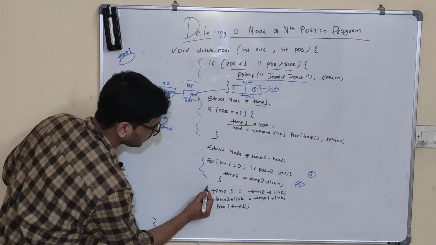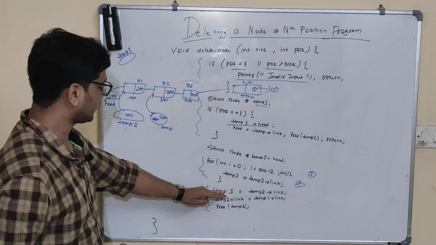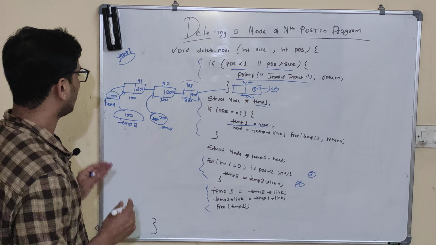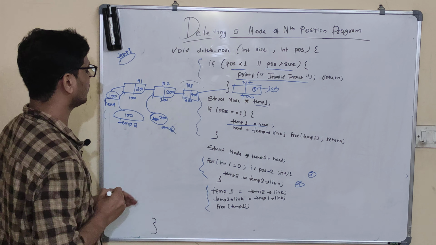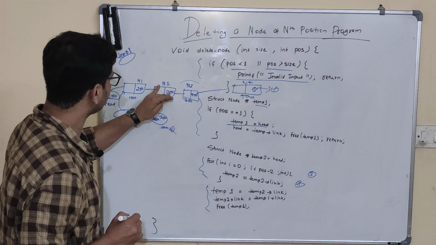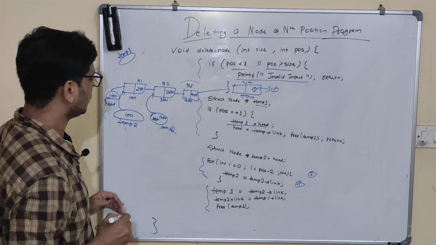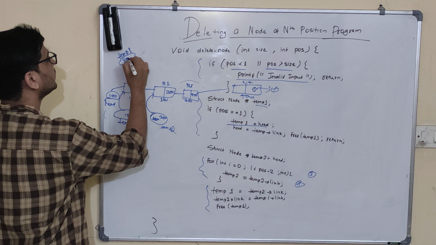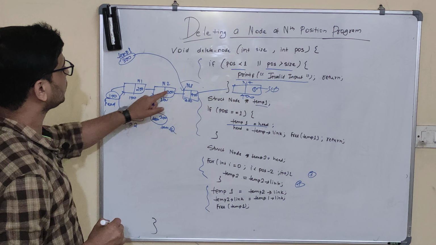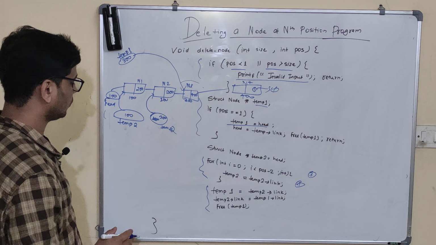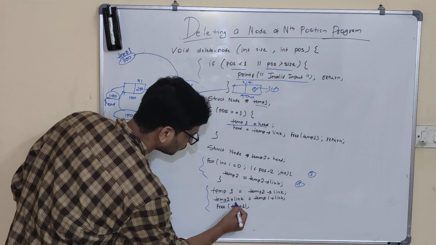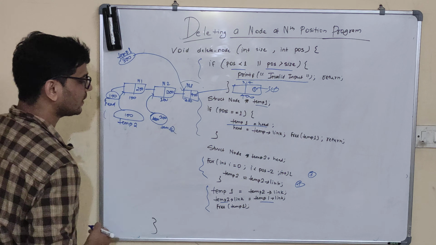Now see what we are doing in these lines. First of all, I am updating the value of temp1 to temp2.link. And what is the value of temp2.link? Right now temp2 is pointing to the starting address of node 2. So what is its link part? Link part is 300. So I am copying 300 into temp1, which means temp1 will start to point to node 3.